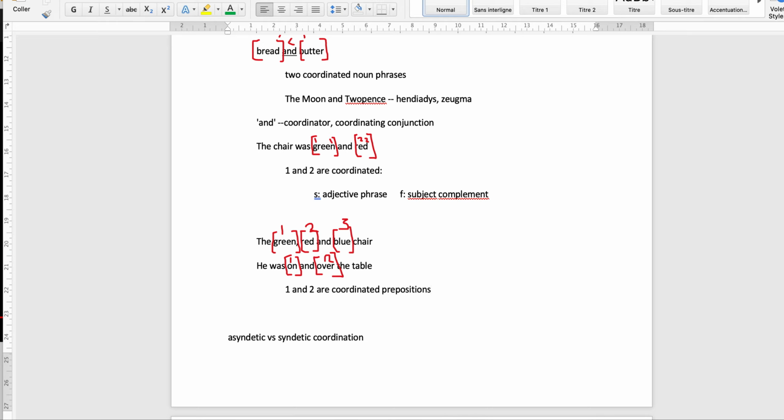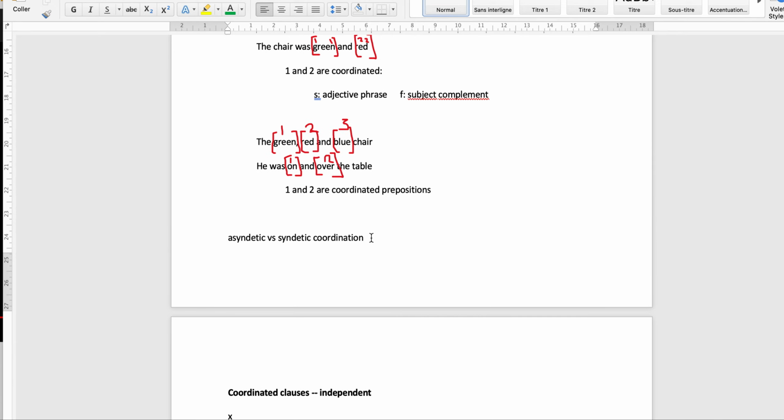Okay. Here I could say, oh, that's going to be a problem. Okay, I can't really do that. We'll leave it. So 1 and 2 are coordinated prepositions. So we can coordinate anything, right? Okay, that's a really important part to see.